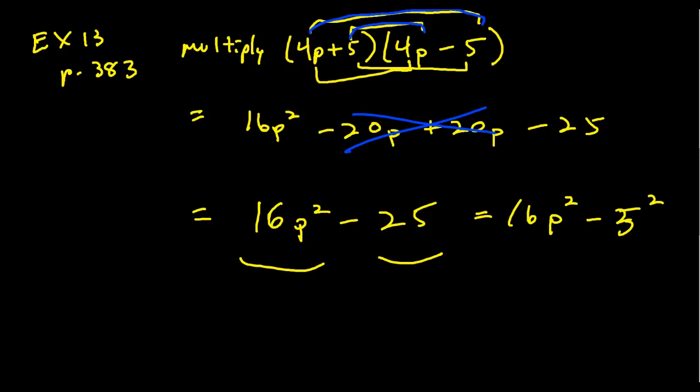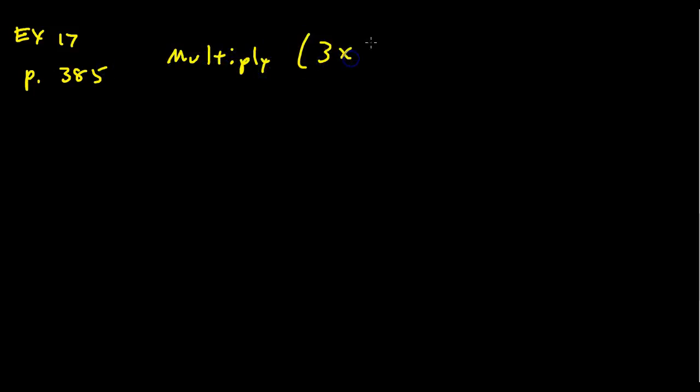We'll look at example 17 in the text. This is on page 385. Multiply 3x plus 4 times 2x plus 5. All right, the book makes a big deal about a table method, and if you want to use it, that's fine. I'm not going to use it. I'm just going to go ahead and attack it with our FOIL method.